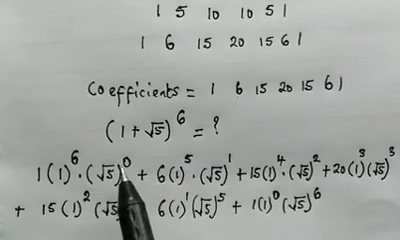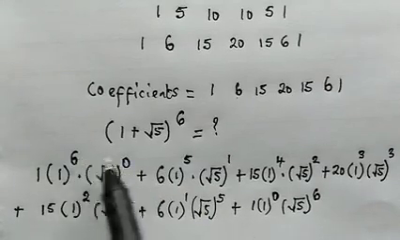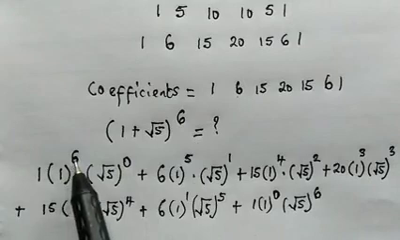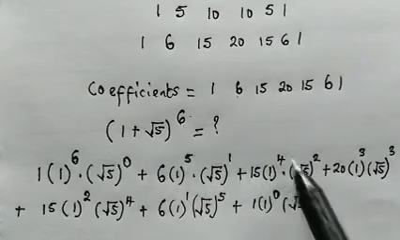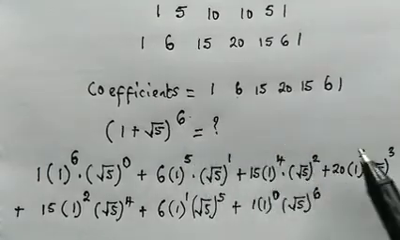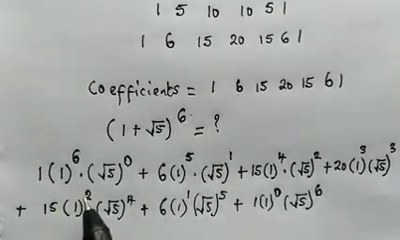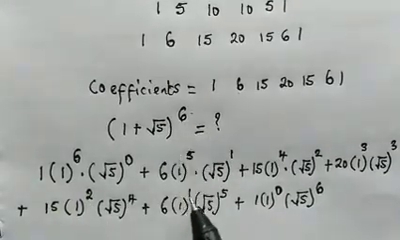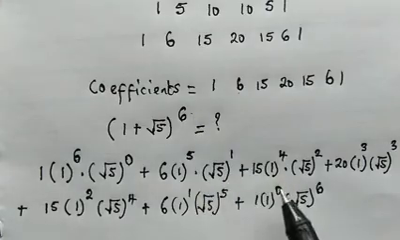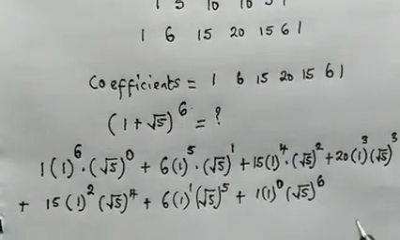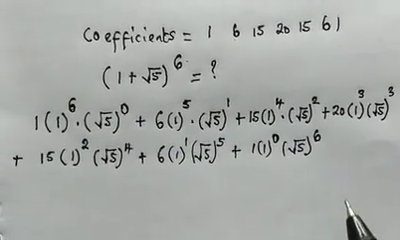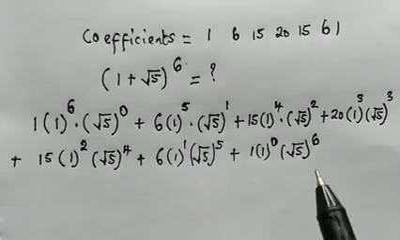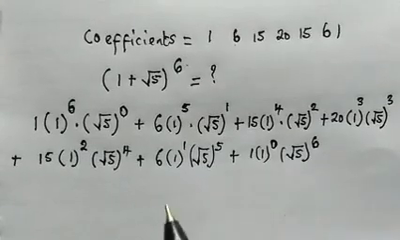Now, you need to take note that the powers must sum up to 6. If you check it here, 6 plus 0 is 6. 5 plus 1 is 6. 4 plus 2 is 6. 3 plus 3 is 6. 2 plus 4 is 6. 1 plus 5 is 6. And 0 plus 6 is 6. Now, all we need to do is proper simplification. And once we are done with that, we get the right answer, right?